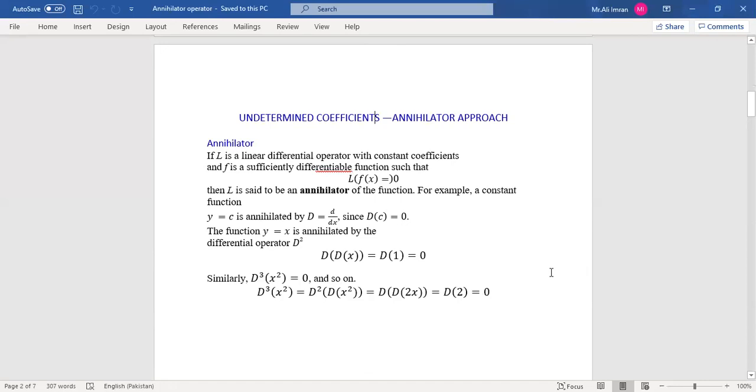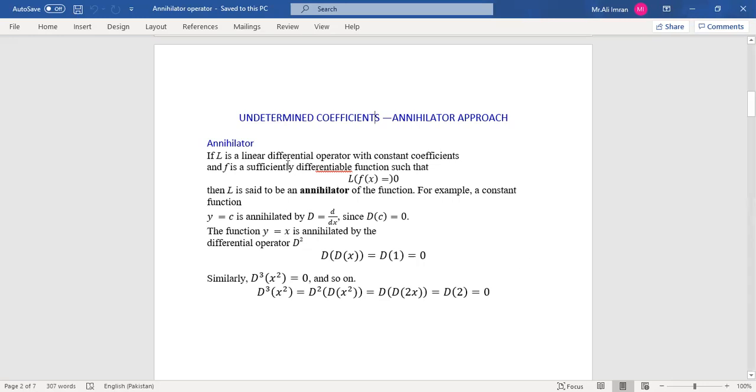First of all, I would like to apprise you what an annihilator is. Annihilator simply means, in English, that it destroys everything. But mathematically, it is an operator, actually a differential operator, which when applied on some function, reduces that function to zero. So let us formally introduce the annihilator operator.